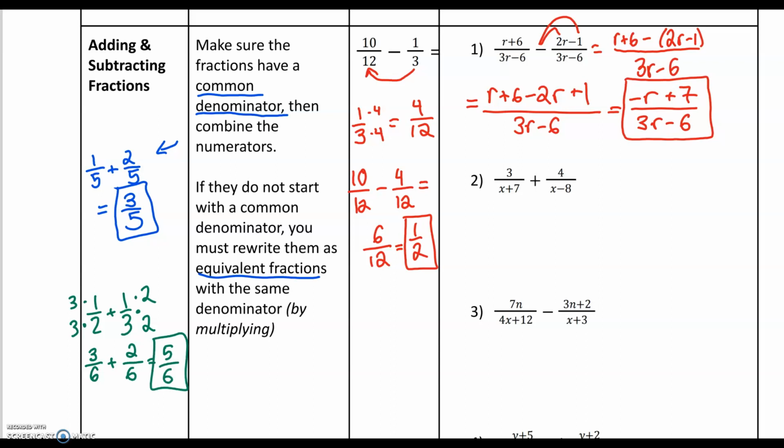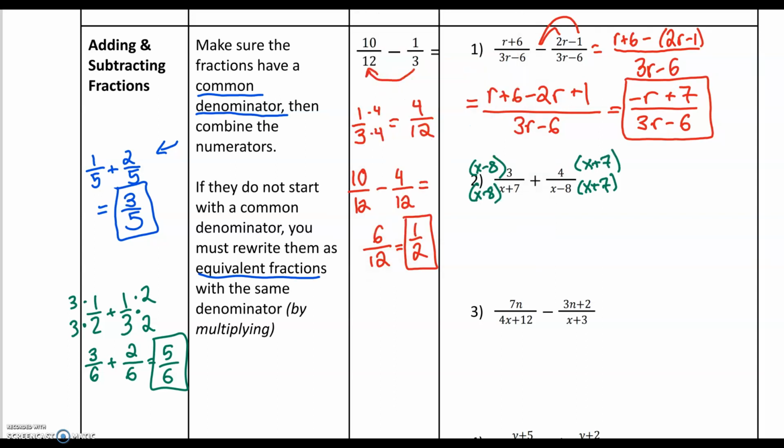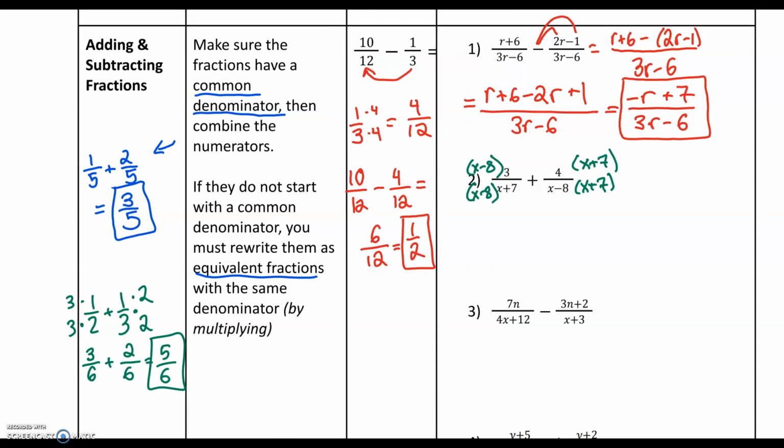If you're not sure what to multiply by, the easiest thing is to multiply the denominators by each other. So in this case, x plus 7 needs an x minus 8. Whatever you do to the denominator, you have to multiply it by the numerator as well. And the x minus 8 needs an x plus 7 to be common. And you have to do that to the numerator as well. So that's the process we're going to go through, similar to the number example.